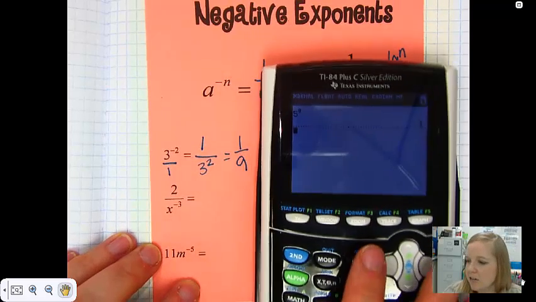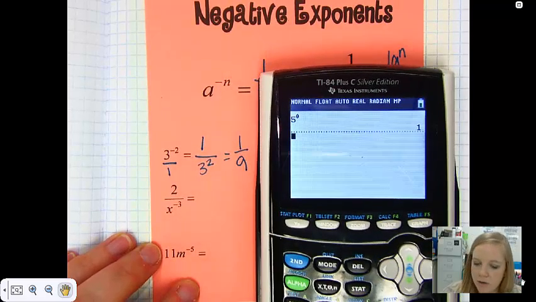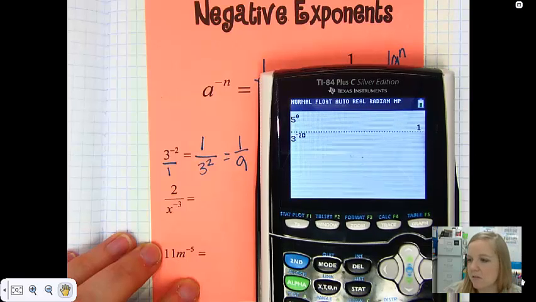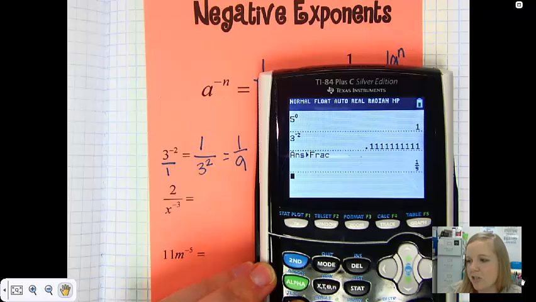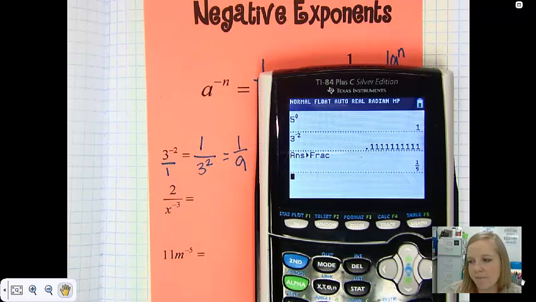So let's check it in our calculator. I can do 3 to the power of negative 2, and I get 0.11111. If I convert that into a fraction, it's going to be 1 over 9. So if you have numbers with no variables, you can always check your answer in your calculator.